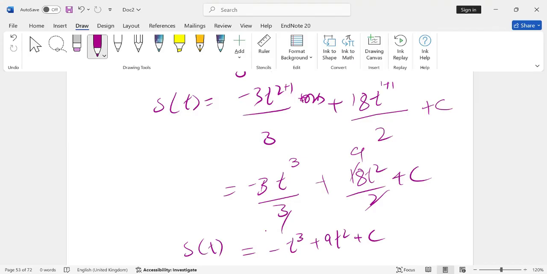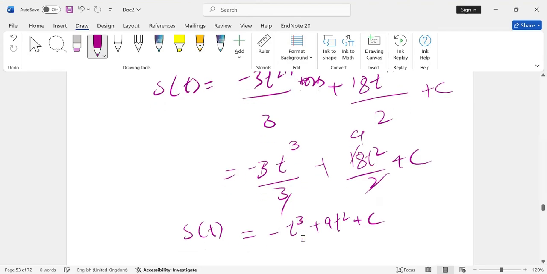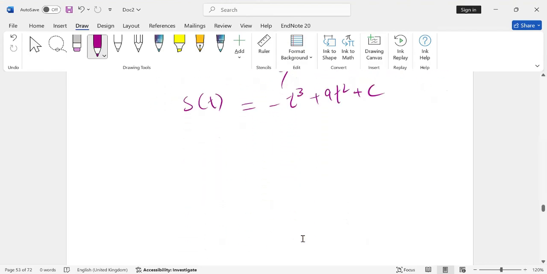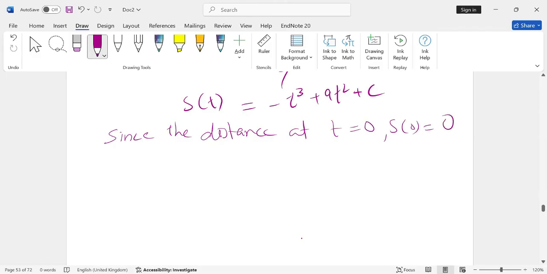Since the distance at t equals 0 is 0, so s of 0 equals 0, the constant c must be 0. So we have s of t equals minus t cubed plus 9t squared.